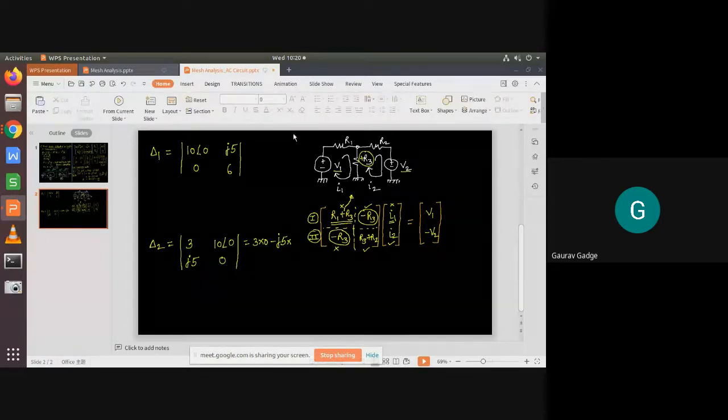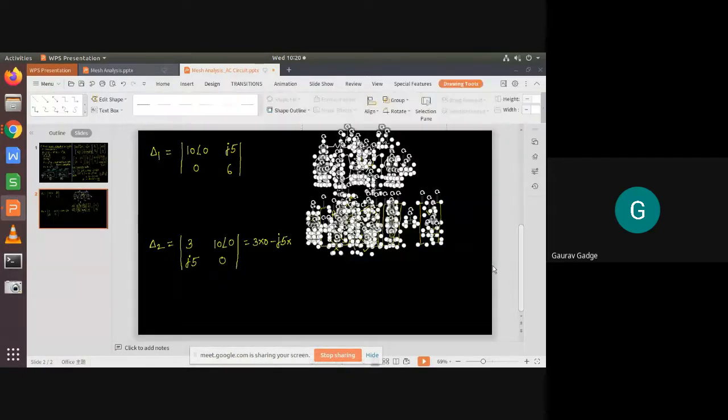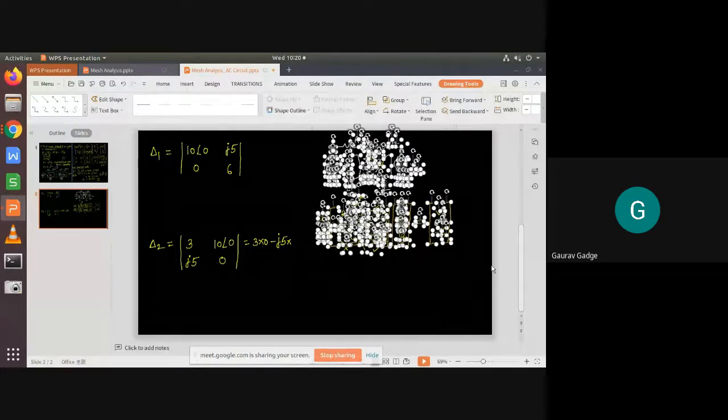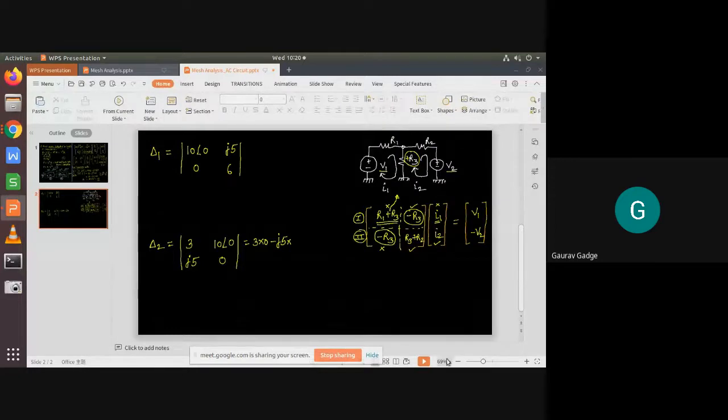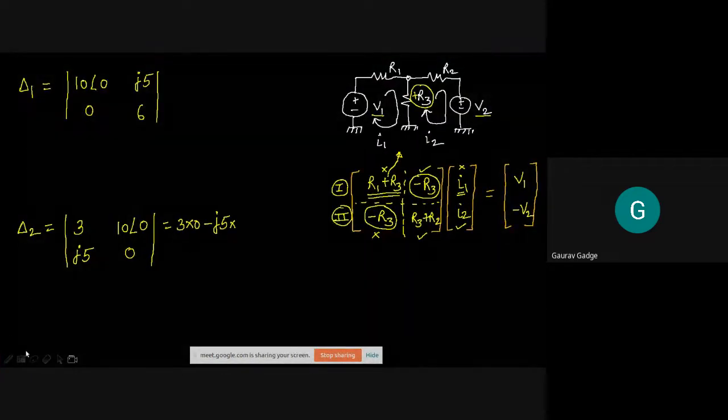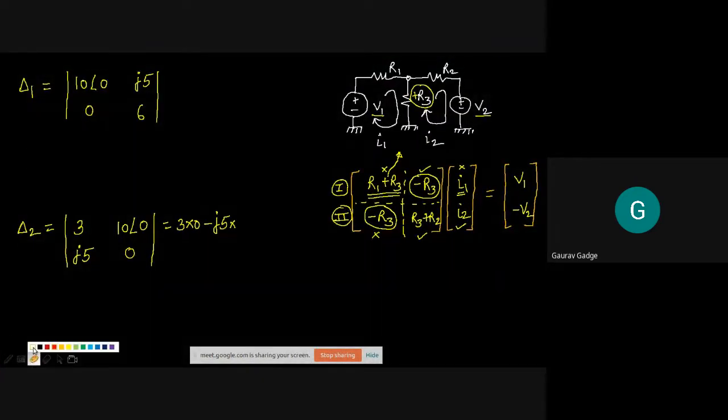Just a second, guys. This particular facility is available only in Ubuntu, so therefore I generally prefer to use Ubuntu for taking the lecture.